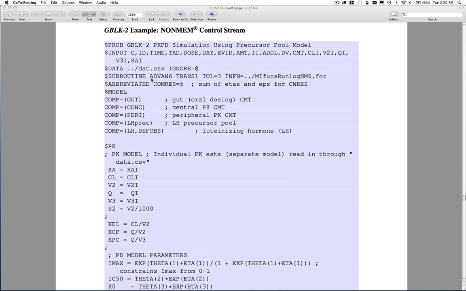We're going to be using, in this case, ADVAN 6. This is actually abbreviated; I'll fix these notes here. This was included for a previous version of the model being run under NONMEM 6, where we needed to include this to get the conditional weighted residuals. This line isn't needed in the current version of NONMEM 7.